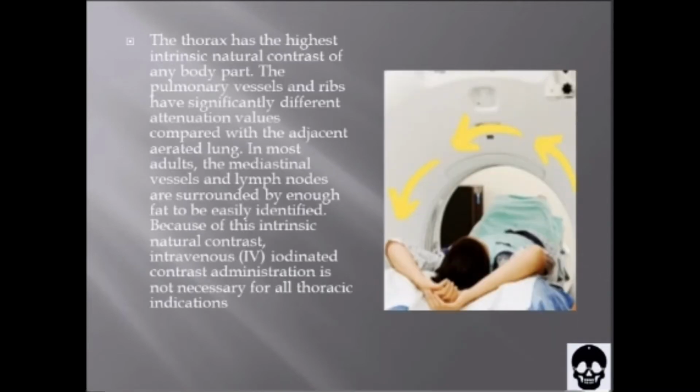The thorax has the highest intrinsic natural contrast of any body part. The pulmonary vessels and ribs have significantly different attenuation values compared with the adjacent aerated lung. In most adults, the mediastinal vessels and the lymph nodes are surrounded by enough fat to be easily identified because of this intrinsic natural contrast.